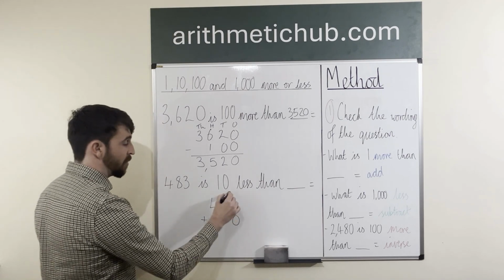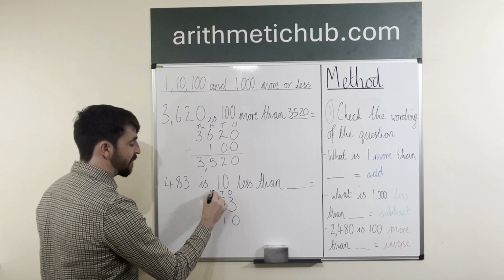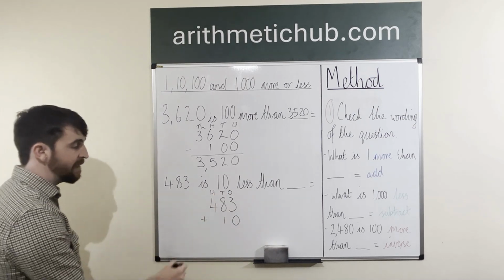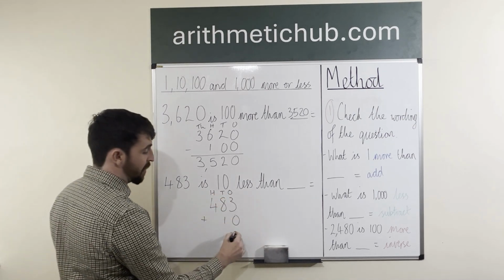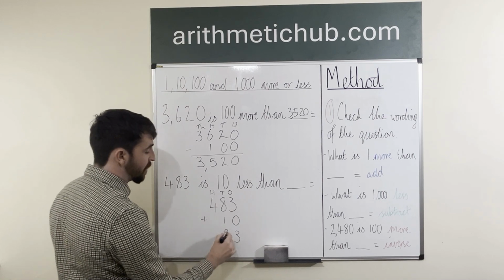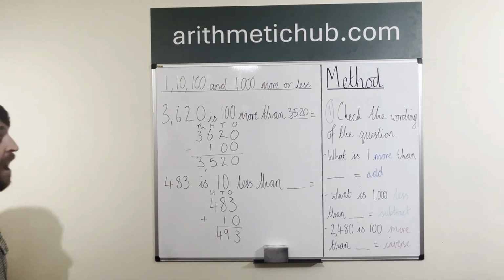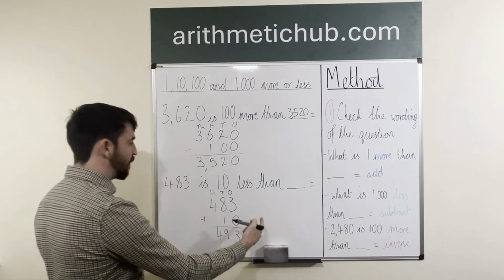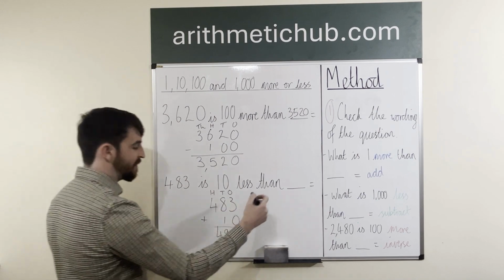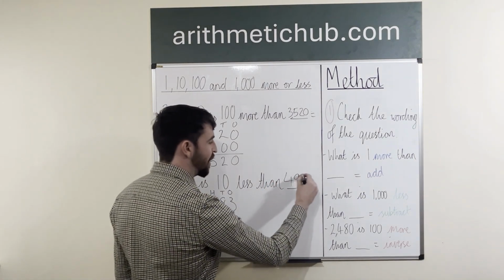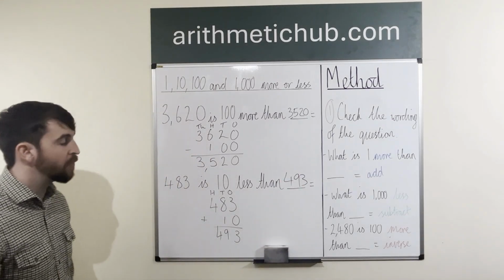Again, we can put our place value columns on just to help us with our ones, tens and hundreds. And then we can add 10 on. 3 add 0 is going to give you 3. 8 add 1 is going to give you 9. 4 add nothing is going to give you 4. Okay? And then we can check again to see if it makes sense. 483 is 10 less than 493. Does that make sense? Well, yeah, of course it does.